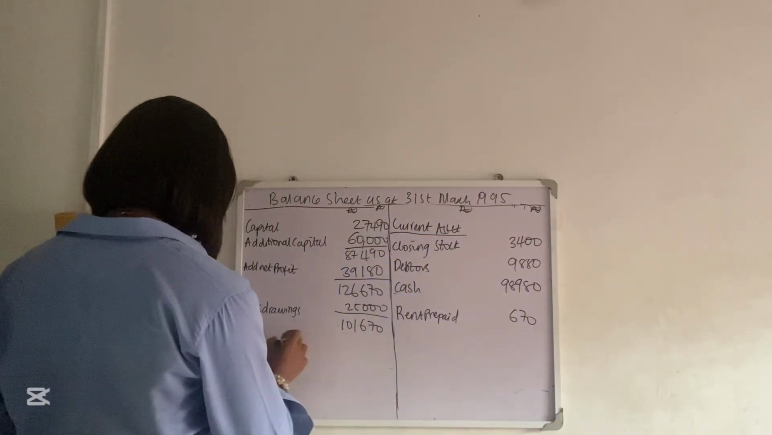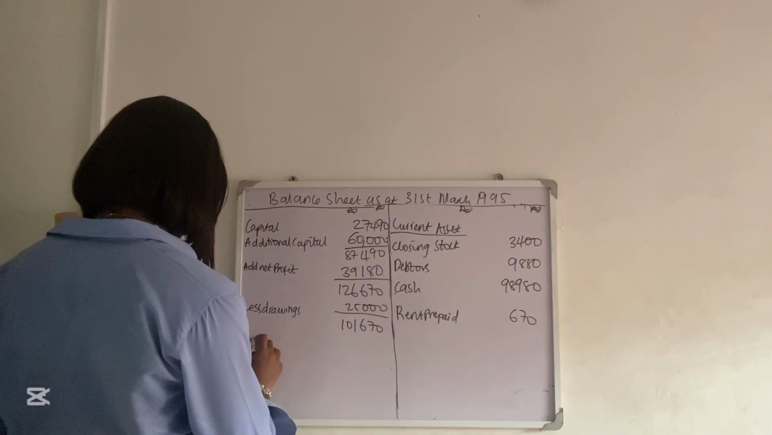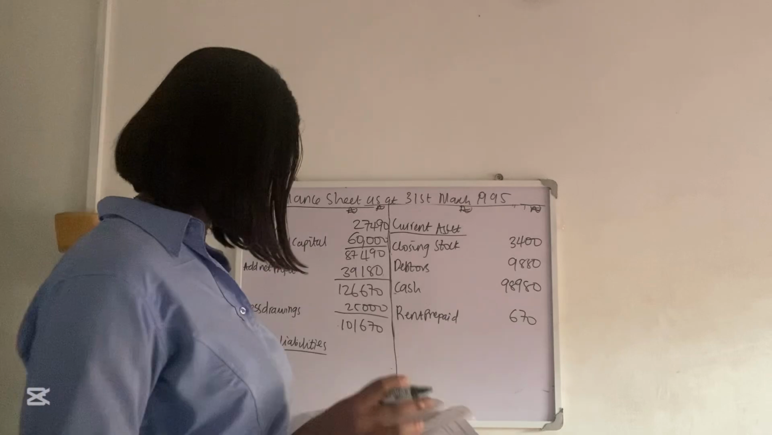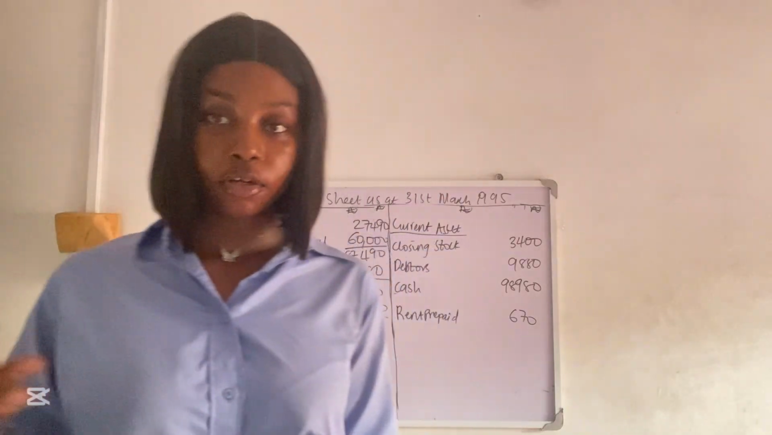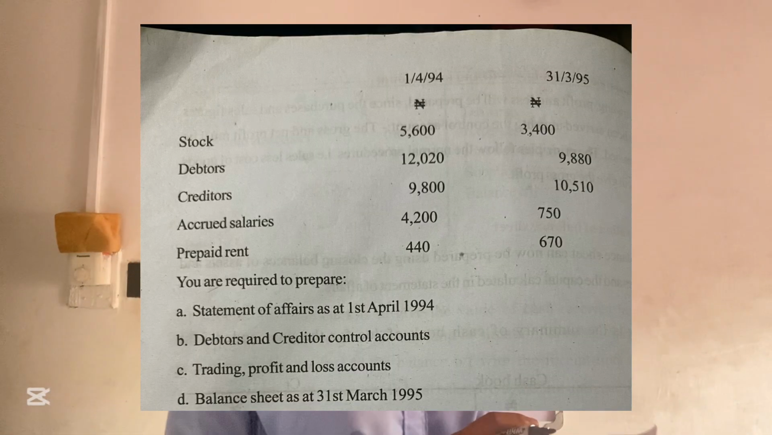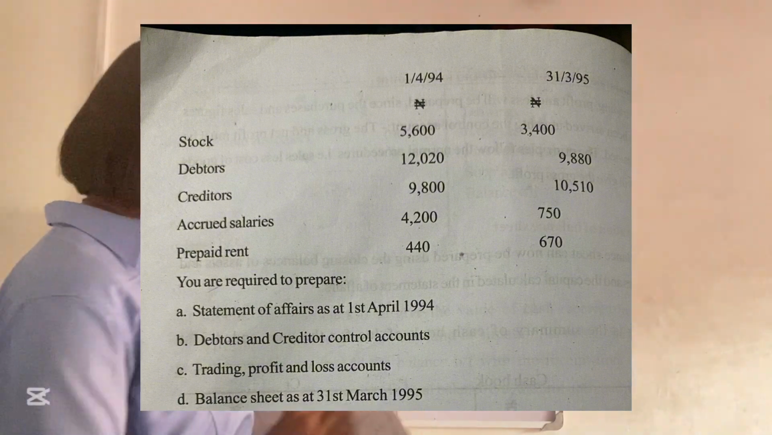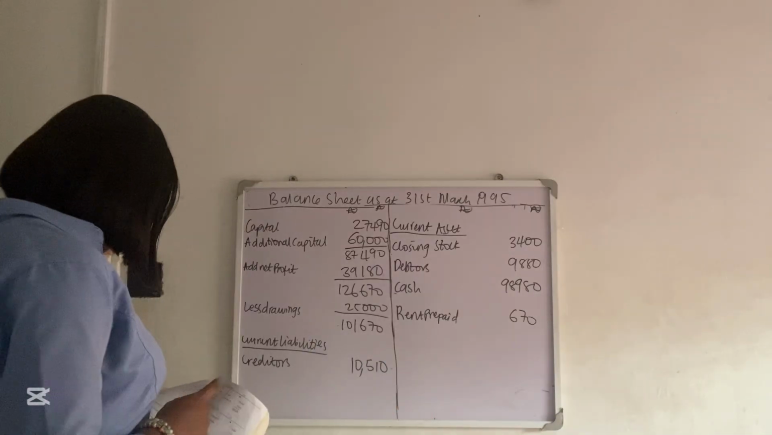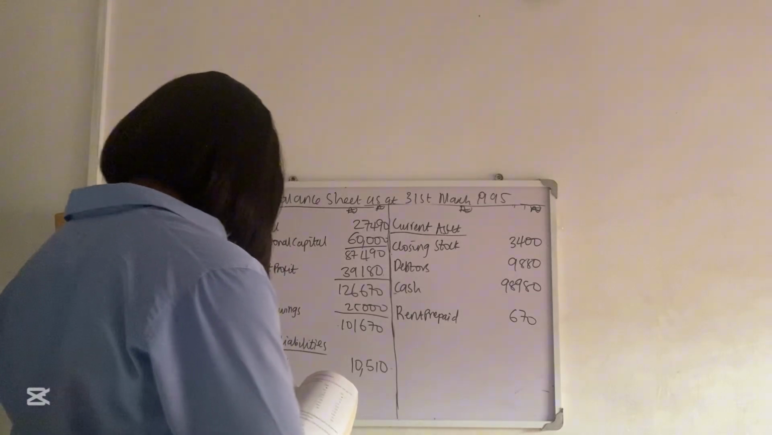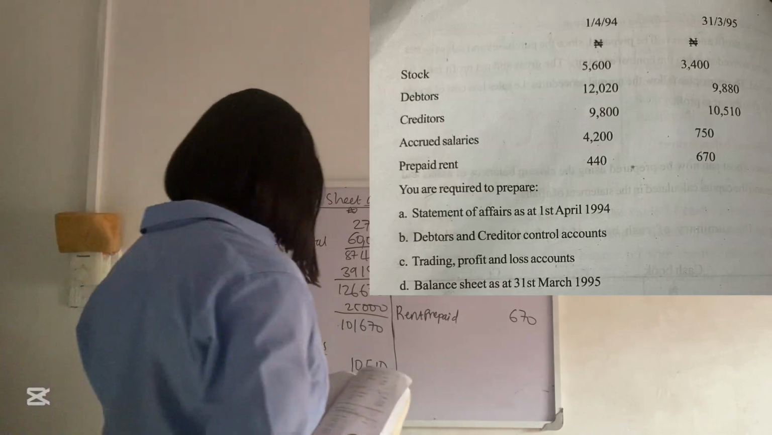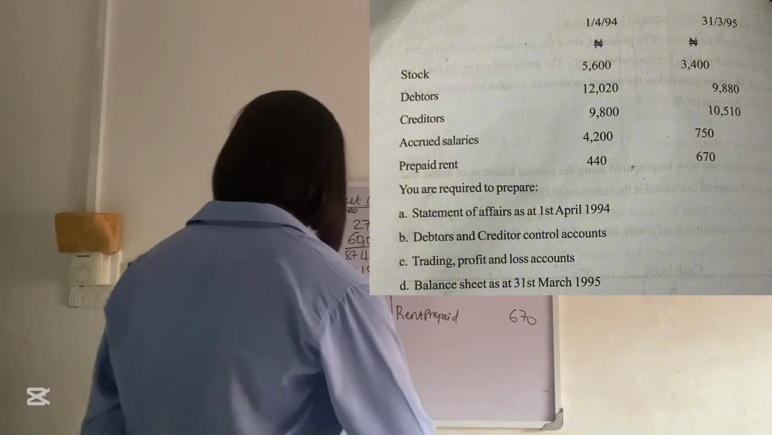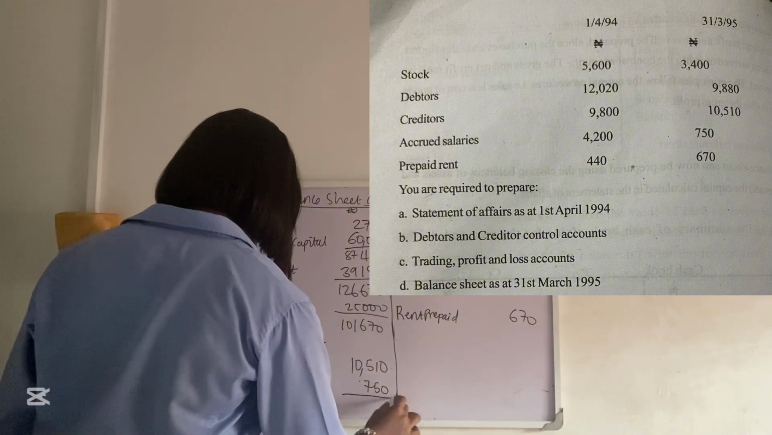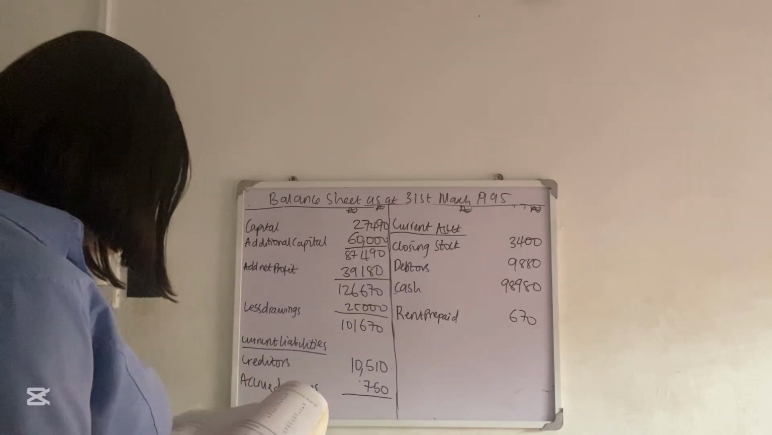So now current liabilities. We have our creditors in the additional information. We use the one at the close, the March 31st, 1995, so 10,510. Accruals. Remember, guys, accruals are liabilities. So accrued salary 750, the one at the end.